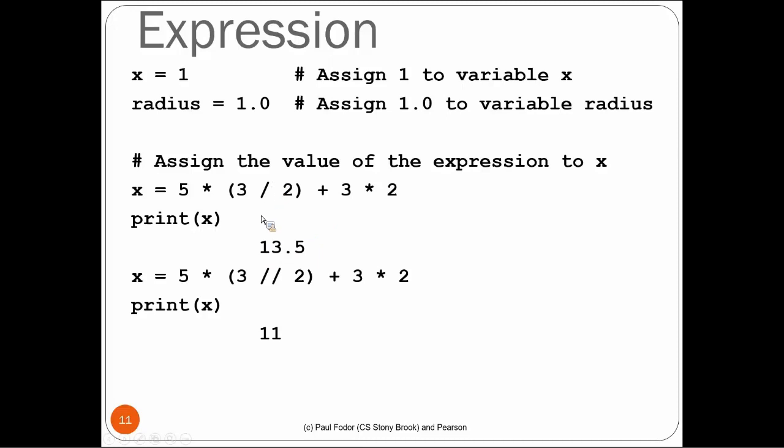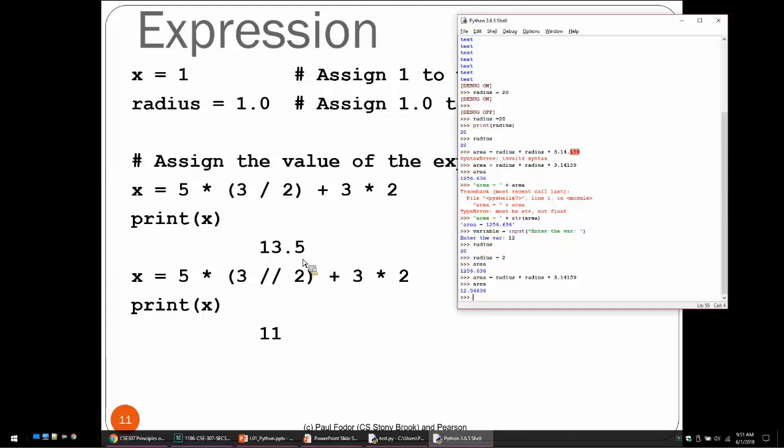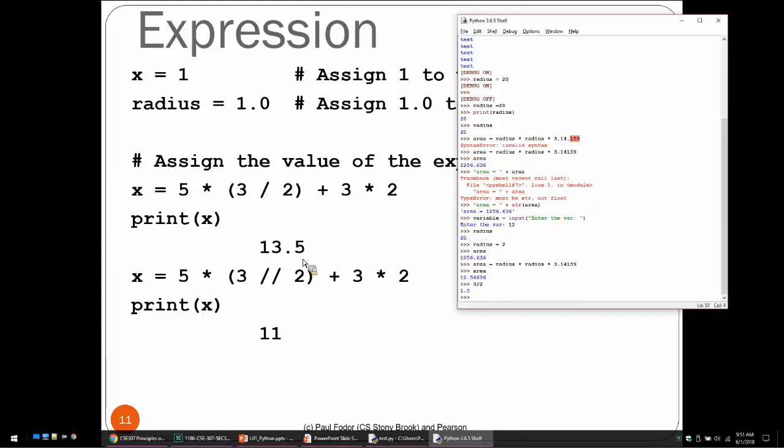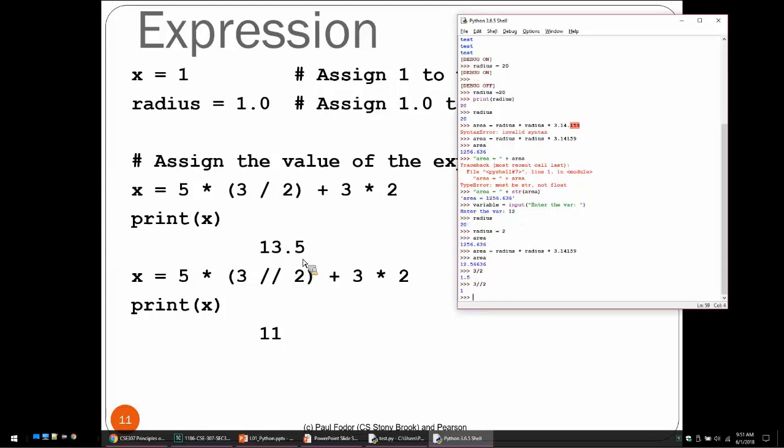Real division is with one forward slash, and integer division is with a double slash. So the difference between Java, for instance, and Python is that in Python we have two different operators for division. Integer division is with double forward slash, real division is with single forward slash. So again, a simpler experiment: 3 divided by 2 is 1.5, and 3 integer-divided by 2 is 1. We get the quotient of the division of 3 by 2.